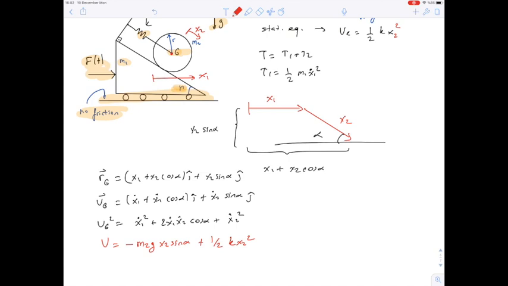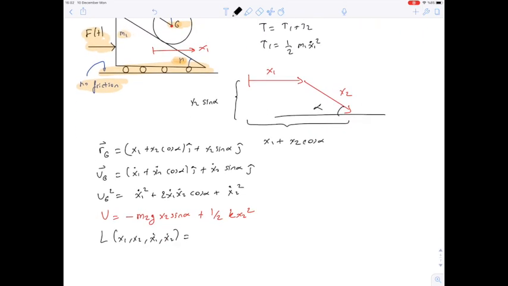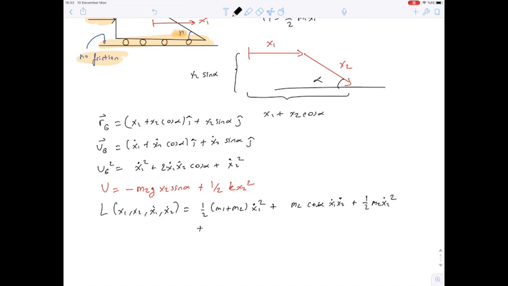Okay, so then we can write down the Lagrangian, which is, by the way, a two degree-of-freedom system, right? So it will be a function of x1, x2, x1 dot and x2 dot. So the total kinetic energy is 1/2 (m1 plus m2) x1 dot square, so it's an easier formula later on, that's why I'm putting them like this, plus m2 cos alpha x1 dot x2 dot (oh sorry, not 1/2 times 2, it makes it 1), plus 1/2 m2 x2 dot square, minus the potential energy, so plus m2 g x2 sine alpha minus 1/2 k x2 square.